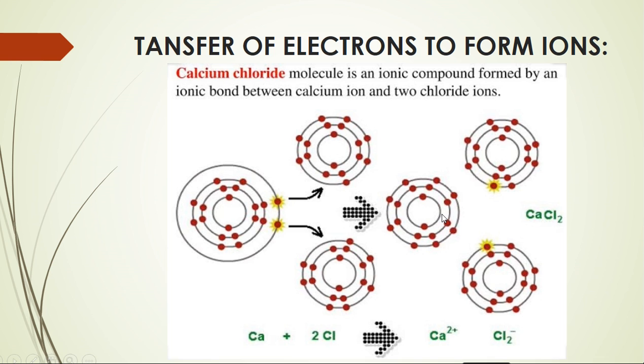Now this Ca2+ and this Cl⁻ and again Cl⁻. So for 1 calcium ion, 2 chlorides must be there. 2 chloride ions. Okay. So this positively charged calcium will attract negatively charged chloride ions, and a strong ionic bond will form between them, forming calcium chloride, CaCl2. Is this clear up to this point?